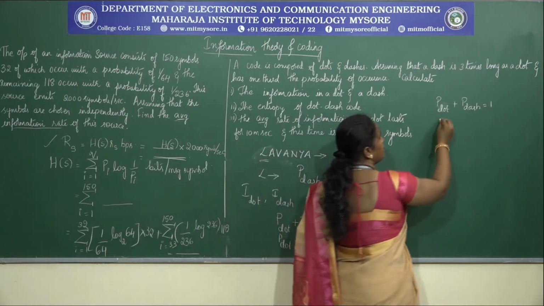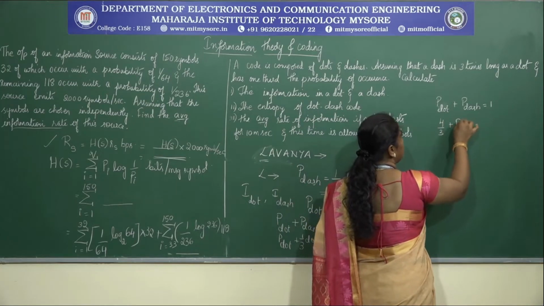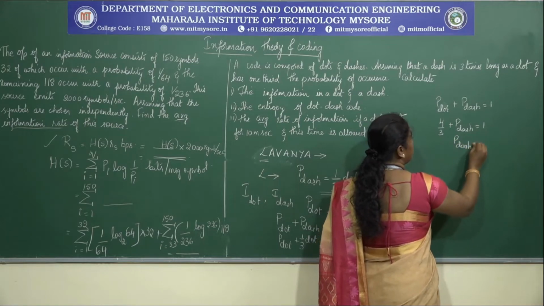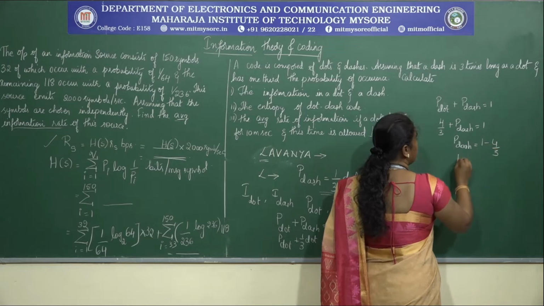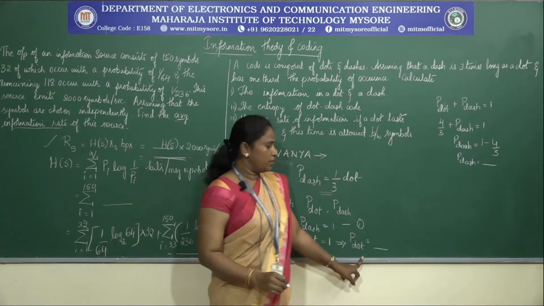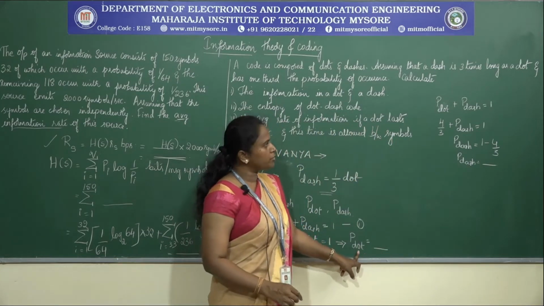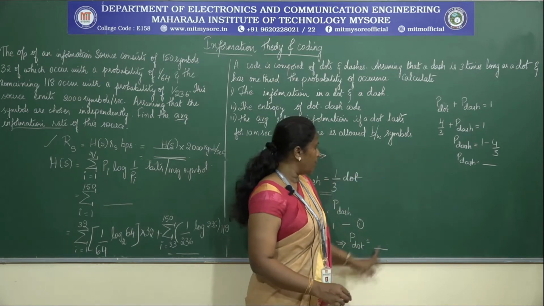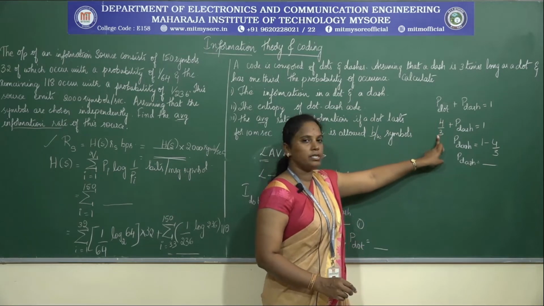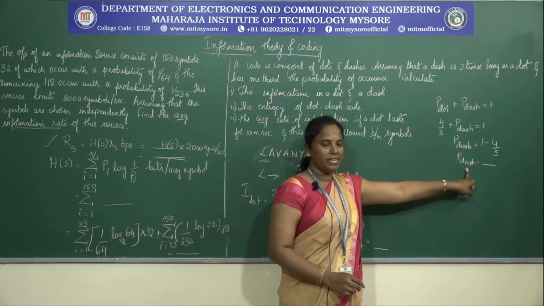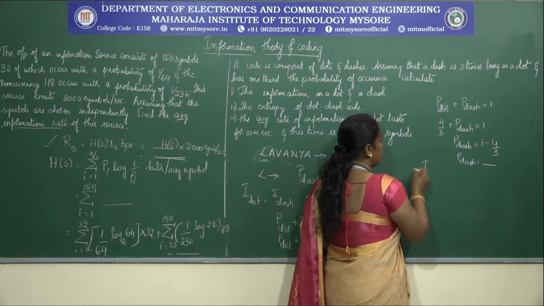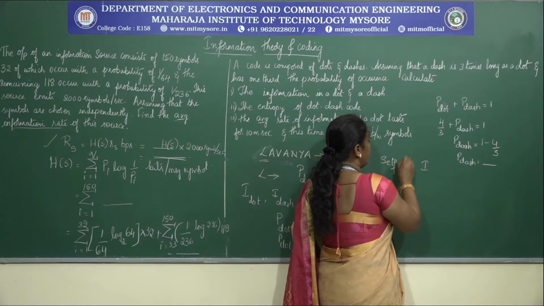Let us assume that the P dot value is 4/3, plus we need to calculate your P dash value. If you simplify this, you will get the P dash value. I have assumed that P dot is 4/3, but I am not sure about it. Whatever value you get, you are going to substitute here and calculate the P dot and P dash values. Once you calculate the P dot as well as the P dash value, you are going to calculate the individual self information.